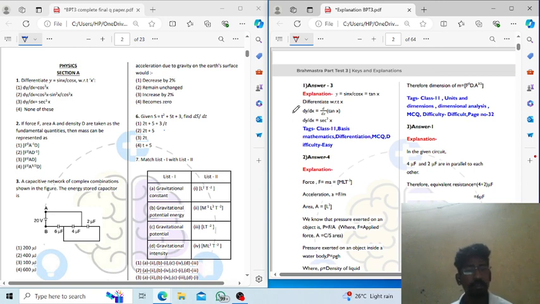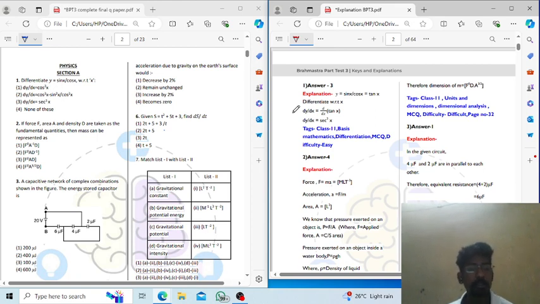These are basic mathematics problems that are going to help you in differentiation, integration, and coordinate geometry. The next one is the units and dimensions chapter, which is the fundamental of physics. If you understand units and dimensions properly, it is going to be good for the complex problems.